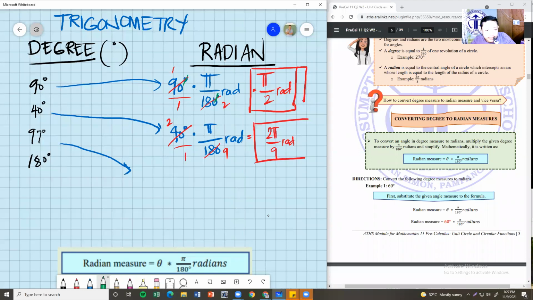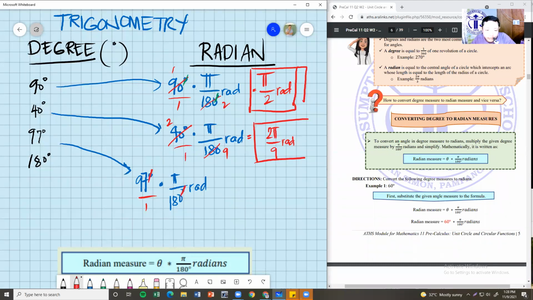Okay, let's try this. So just write our angle, that is 97 degrees. Multiply it by pi over 180 radians. Okay? And so look at this. There's a degree symbol there. 97 and 180, there is no common factor that will simplify them both. So therefore, let it be. What will only be canceled here will be the degree symbols.